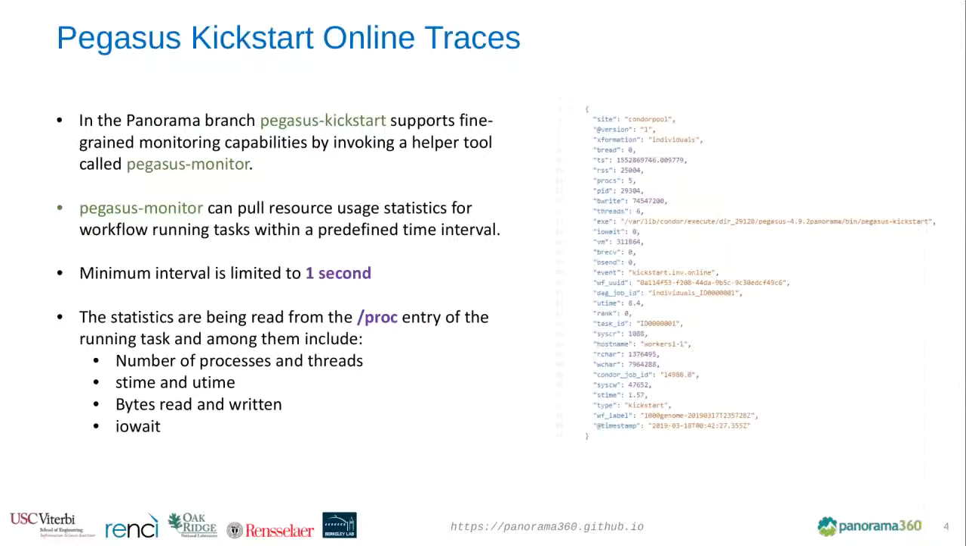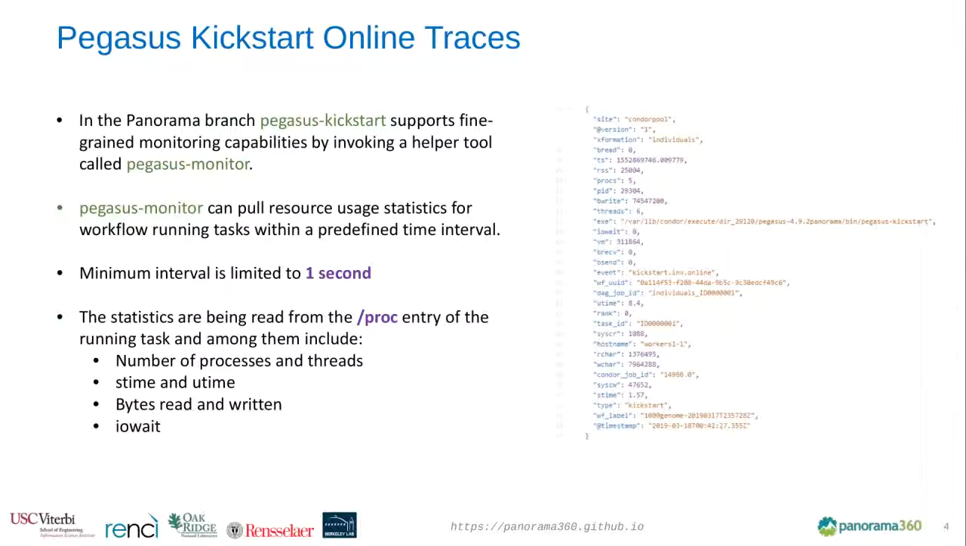So the Pegasus Kickstart, you may be familiar with it, because it's a wrapper script that also belongs to the main Pegasus branch. But in the Panorama branch, it has been extended with extra functionality. So it now supports fine-grained monitoring capabilities by invoking a helper tool called Pegasus Monitor, which pulls resource usage statistics from the workflow running tasks with a predefined time interval. This time interval can be as low as 1 second, and the maximum value of that can be 1 day. I don't think that's very useful.